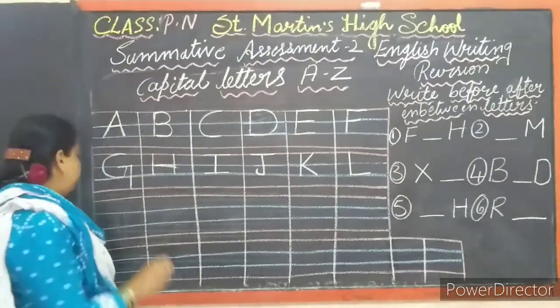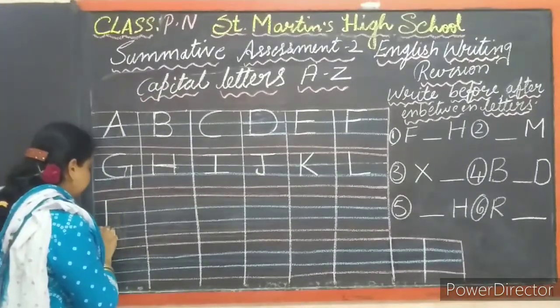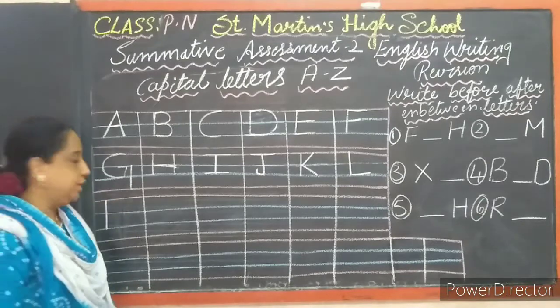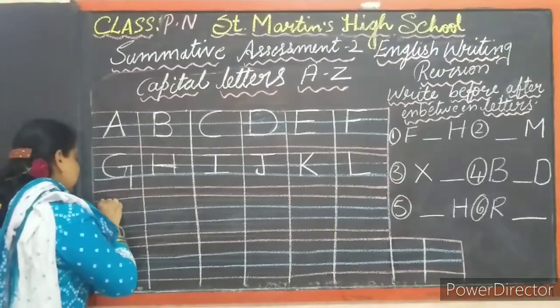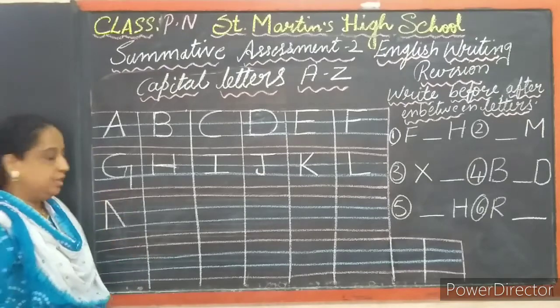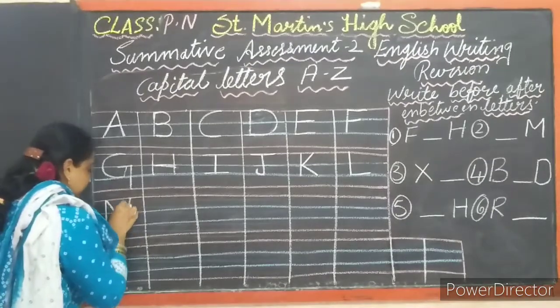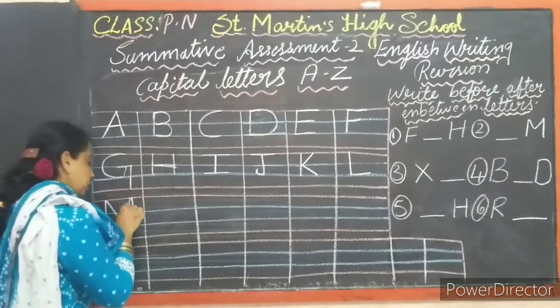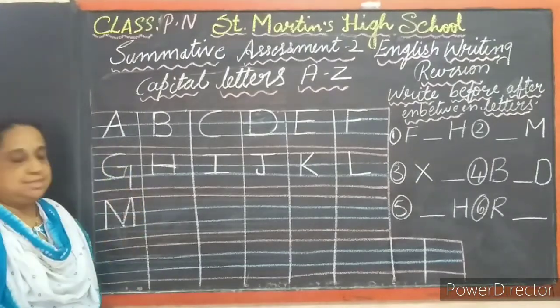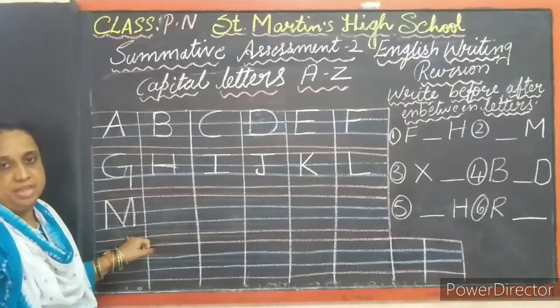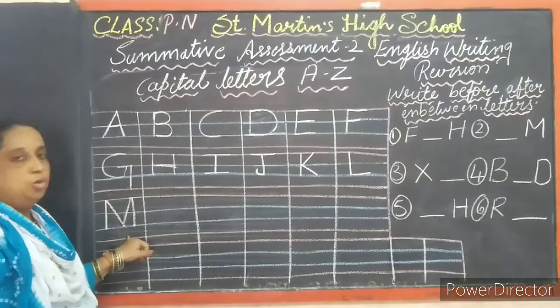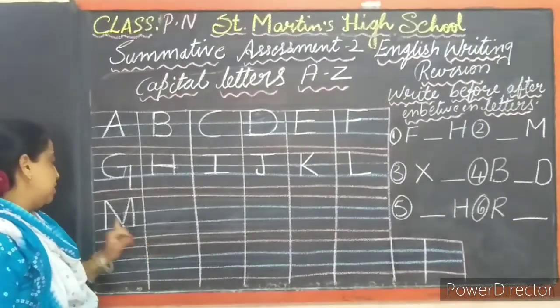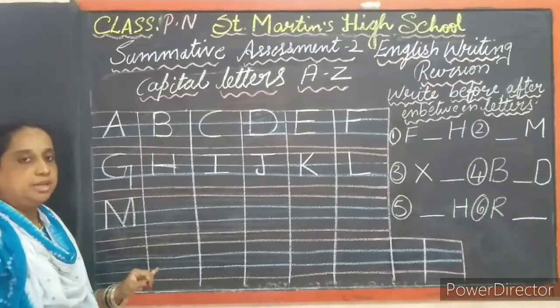Very good. M. For M also, write one standing line from the top red line to the blue line, and one left slanting line, and joining to that one right slanting line, and one more standing line joining to the right slanting line makes letter M. M is also easy, no children? I hope you all are writing with me. Yes. After M, what letter will come, children?